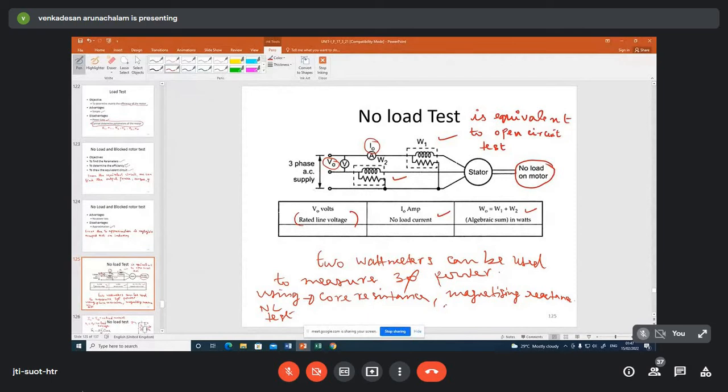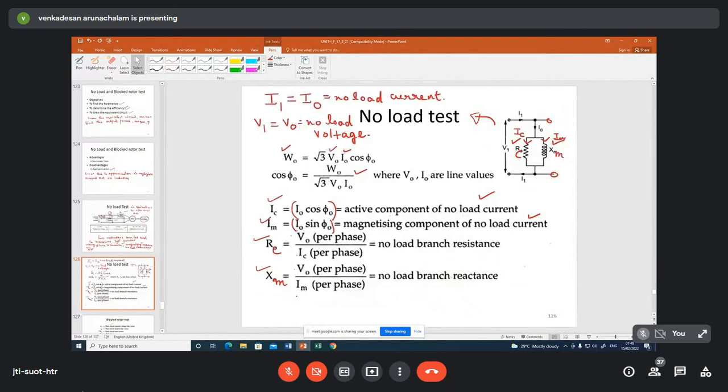So these are all called as no load parameters of the induction machine. In the transformer, it is called as open circuit parameters. Both are one and the same. So how to find this core resistance and magnetizing reactance? This is the formula. You know W0, the power in 3-phase is nothing but √3 V0 I0 cos phi 0. So from this you can get the power factor. Cos phi 0 is equal to W0 divided by √3 V0 I0.